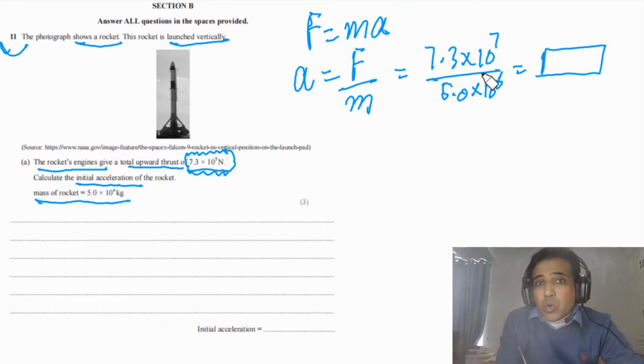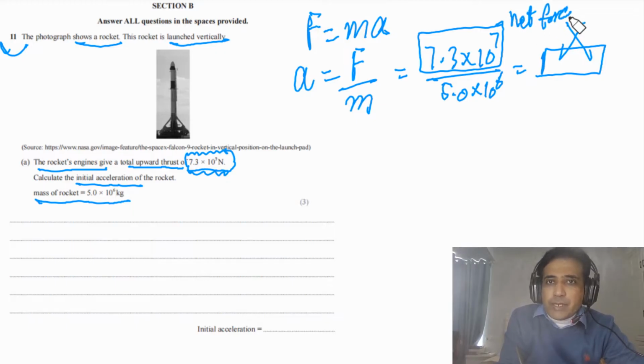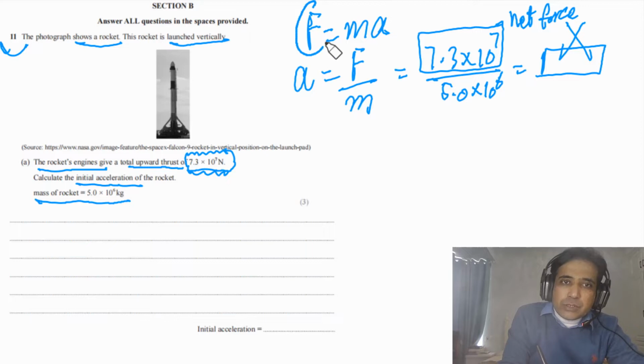But this is wrong. This is not the net force, so they will get the wrong answer. This has to be the net force. For Newton's second law, you need to understand this F is representing the resultant force. It's very important. This is the resultant force.